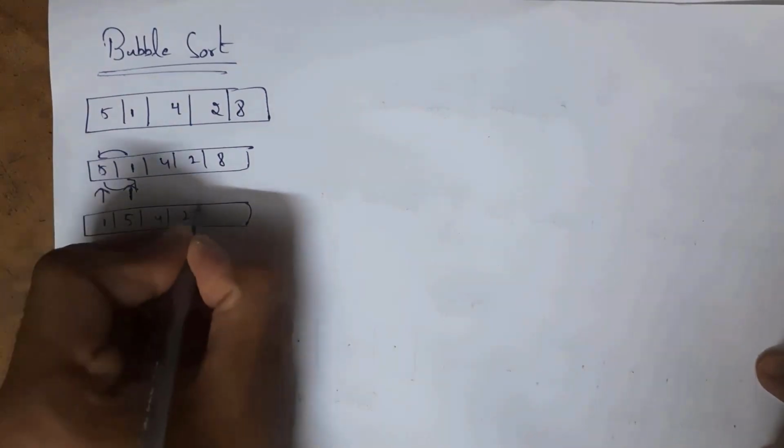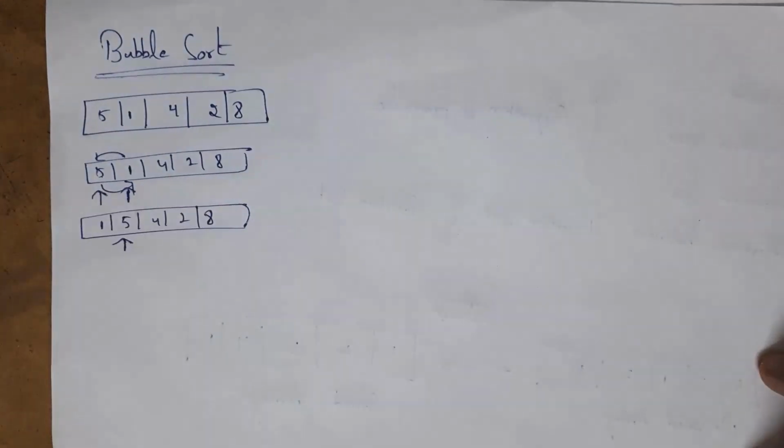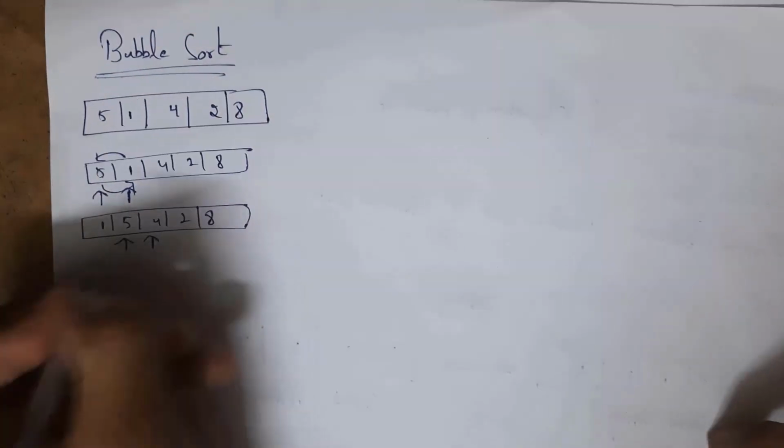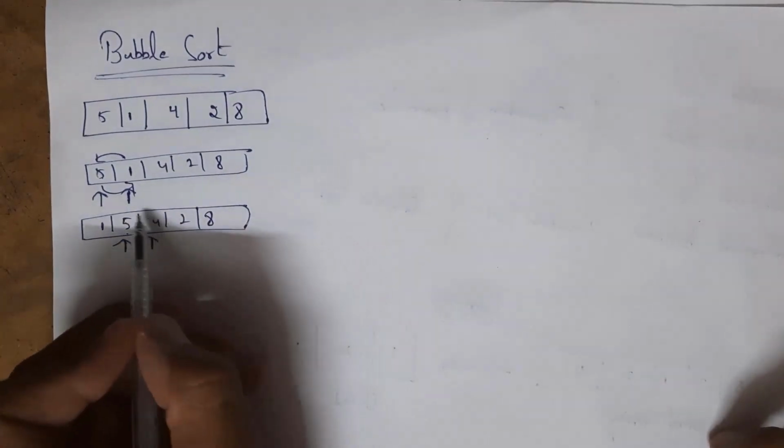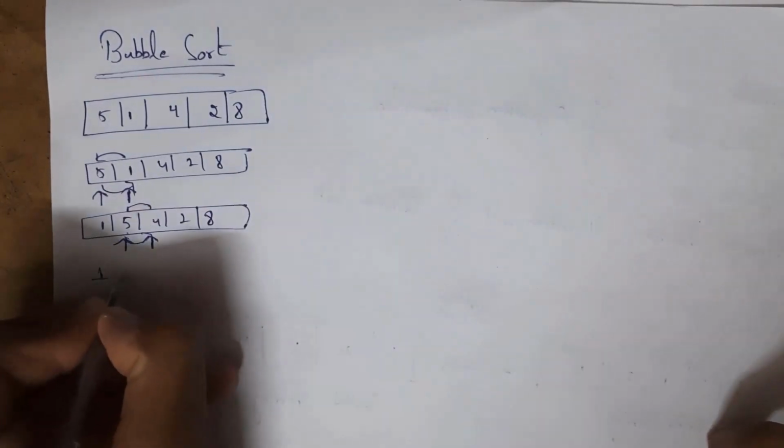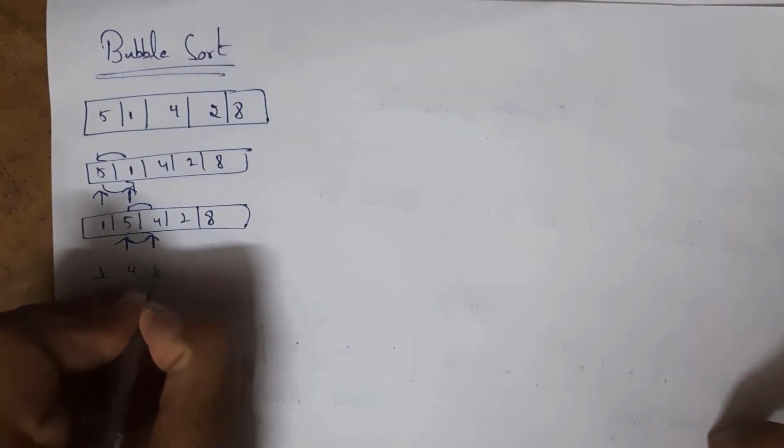1, 5, 4, 2 and 8. My cursor is here. Now move cursor 1 position forward. So I am placing cursor here. Here 5 and 4 both are in wrong position because 4 should be first and after 4 there should be 5. So again swap these both adjacent elements. So after swapping, my array looks like this: 1, 4, 5, 2, 8.